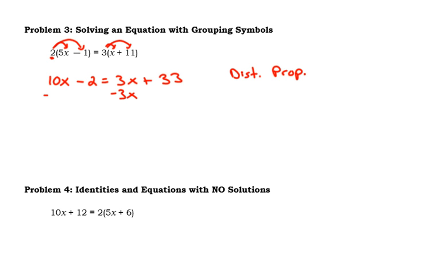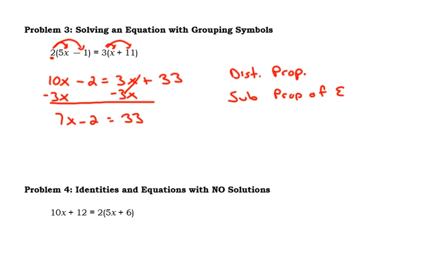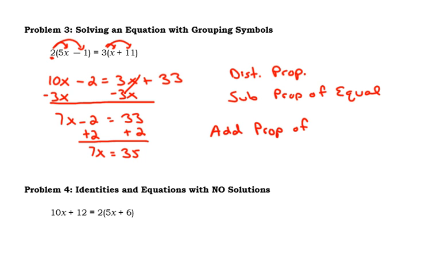Since I have a positive 3x, I'm going to subtract 3x. And I used my subtraction property of equality. Since I want all the variables on one side and all the constants on the other, I'm going to have to get rid of that -2 by adding 2 to both sides. So I get 7x equals 35. That's my addition property of equality.